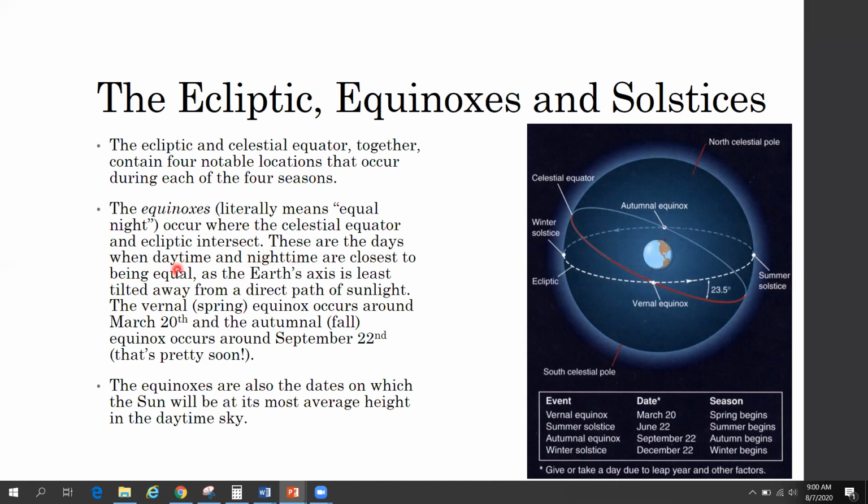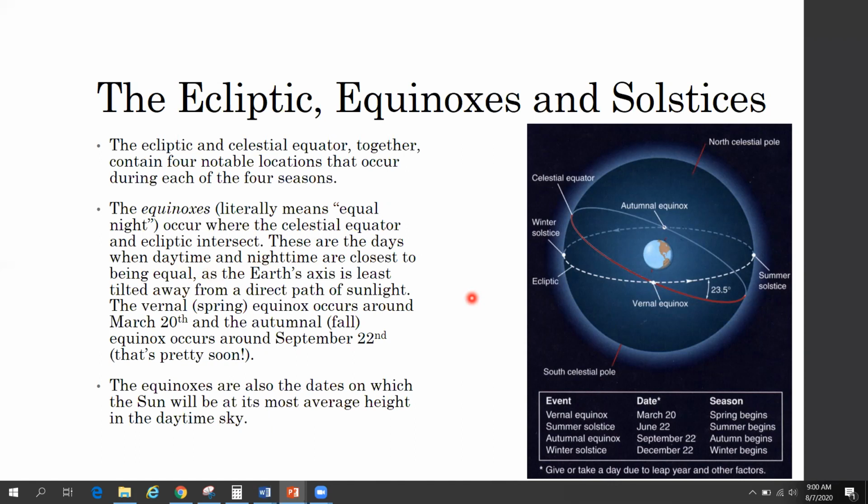So these are the days during the year when daytime and nighttime are closest to being equal in terms of daylight. Nothing changes, of course, about the clock or anything. We don't literally add hours to the day, but we do get more daylight during some days versus nighttime. And the equinoxes are going to be the days where that's the least obvious.